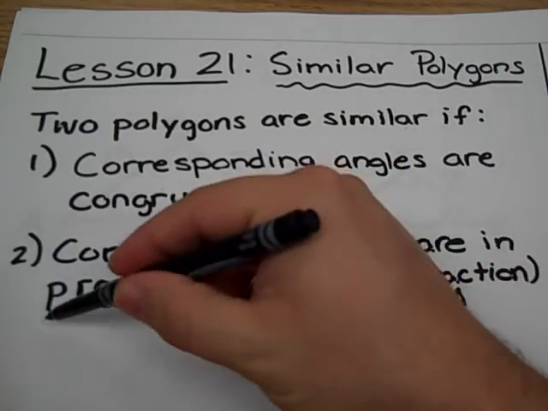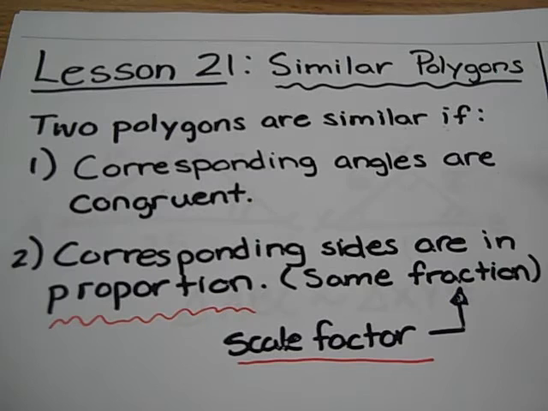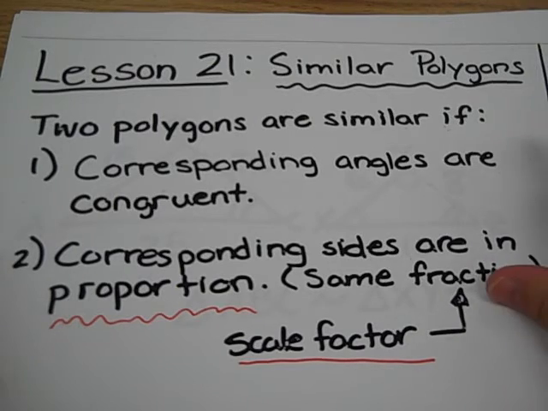And that's an important word. We talked about proportions last class when we did the review. And that means that if we write a ratio or a fraction of the corresponding sides, all those fractions will be equal to each other, and we call that the scale factor.